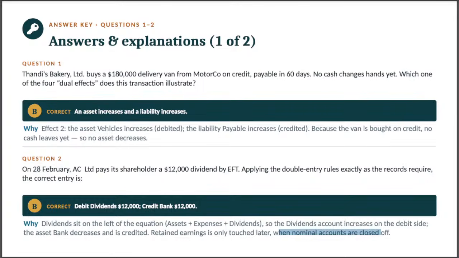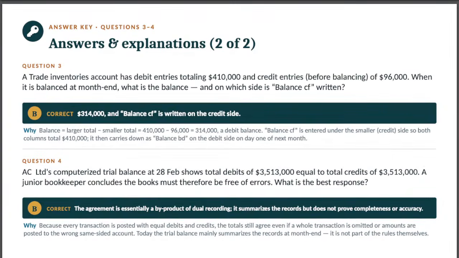All right, let's get to the final questions here. Question 3. The trade inventory account has debit entries totaling 410,000. The credit has 96 before balancing. When it's balanced, what is the balance and on which side is the balance carried forward written? Correct answer is 314,000, and the carry forward is written on the credit side. Let's see why. And that's question 3.